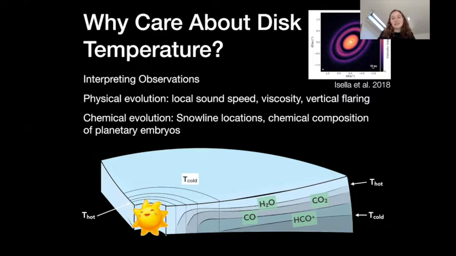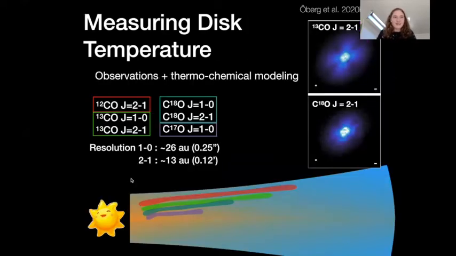And the disk around HD 163296 has planet detections within it, and it's a prime target for planetary formation theories. So the temperature structure around this disk in particular we deem to be really important. So how do we go about measuring the temperature throughout a disk?